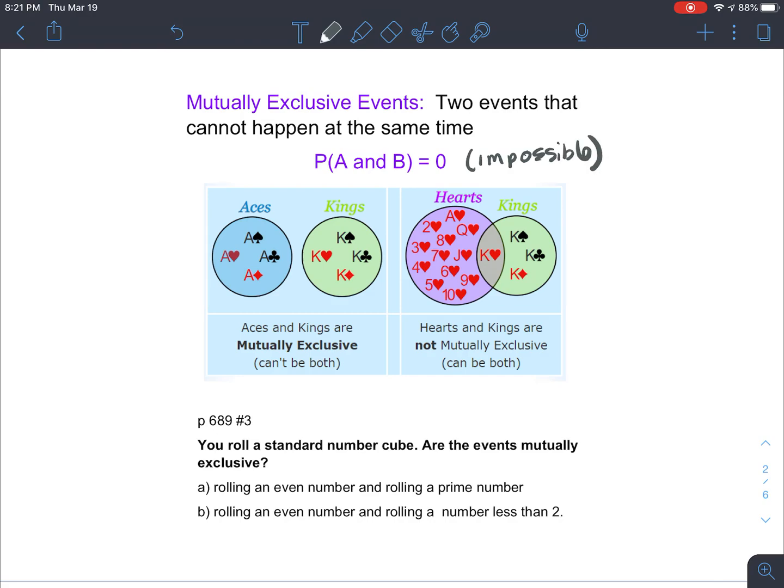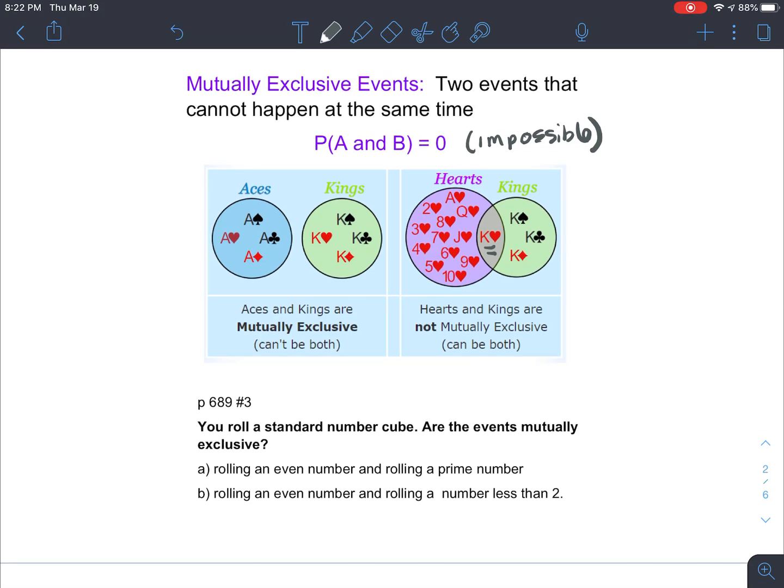Okay, so for example, we have a deck of cards. If event A is aces, pulling an ace, and event B is king, those two things cannot happen at the same time. An ace is an ace, a king is a king. There's no such thing as a king-ace card. So those would be mutually exclusive, whereas hearts and kings are not. And why is that? That's because there's 4 kings in a deck, and one of those is the king of hearts. So it is possible to be both a king and a heart card at the same time. So these would not be mutually exclusive.